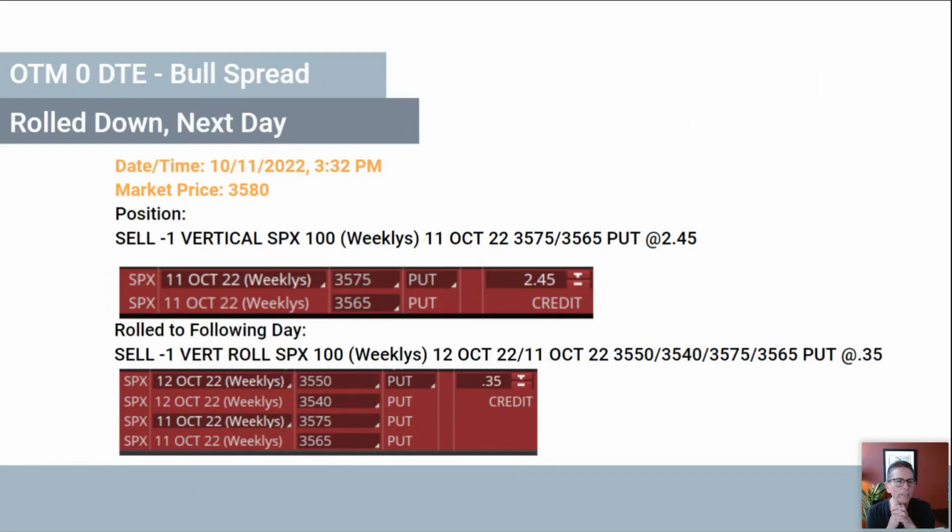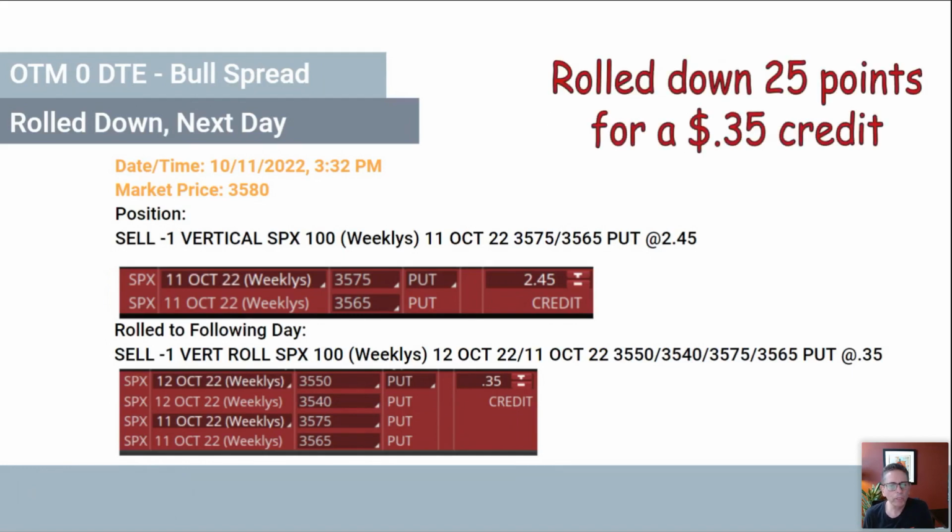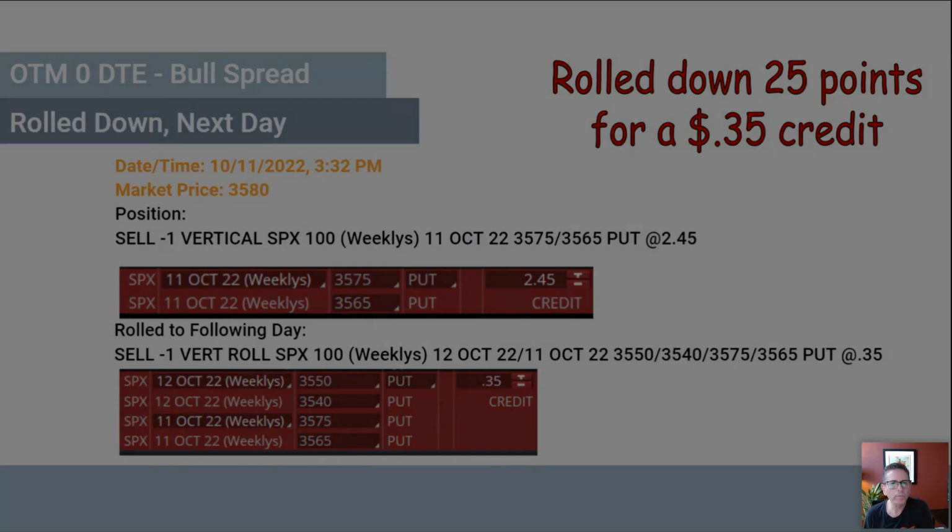Okay, now we're going to roll down into the next day. So we're actually rolling the position down into the next day. Same strikes here, 245, rolling down and receiving a 35-cent credit. So you can actually roll that down 25 points. Now keep in mind, this was in a higher volatility environment. Today it would be like 10 or 15 points. Okay, so just keep that in mind. But you still get a 35-cent credit if you're rolling it close to the money there.